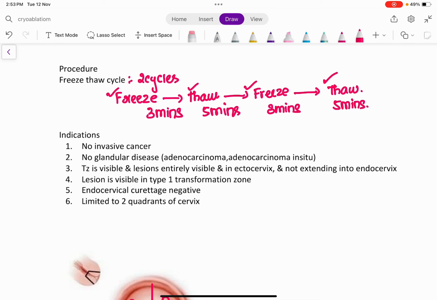So this thawing has to be very slow and very prolonged. Only then will it bring about proper cell destruction. If the thawing process is rapid, it is going to result in cell survival. So the ideal procedure of cryoablation is done only to destroy the cervical tissue. For proper destruction of the abnormal cervical tissue, you have to do this freeze-thaw cycle twice, where freezing is followed by thawing, and freezing is followed by thawing. And this thawing has to be very slow and prolonged in order to bring about proper cell destruction. Is that clear?